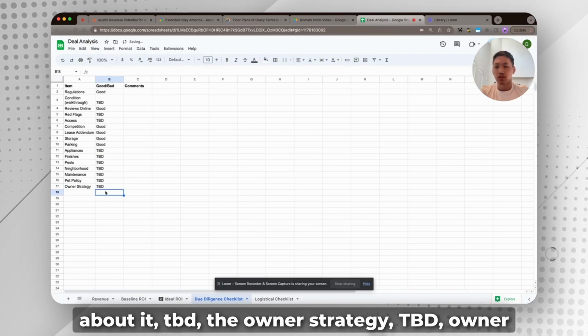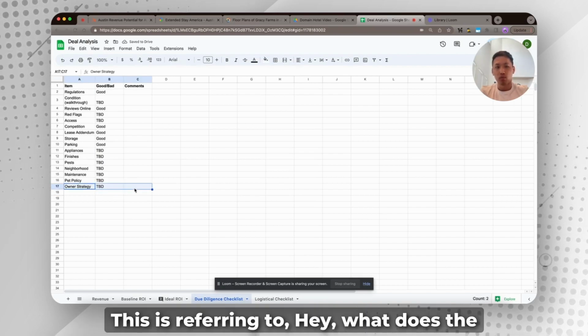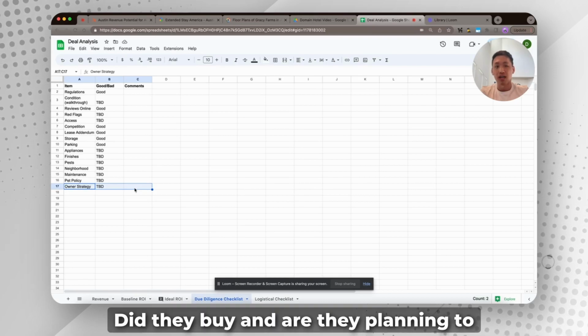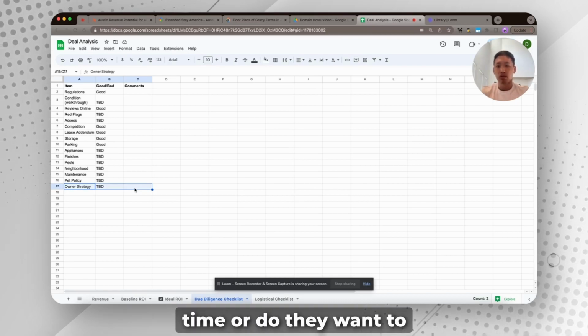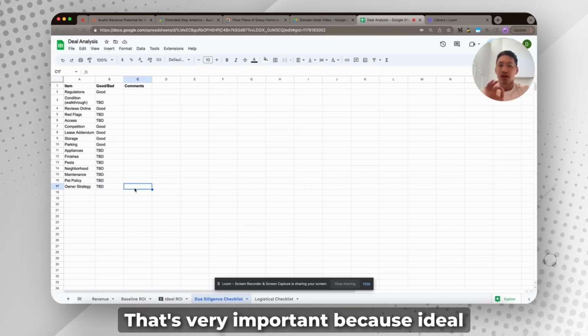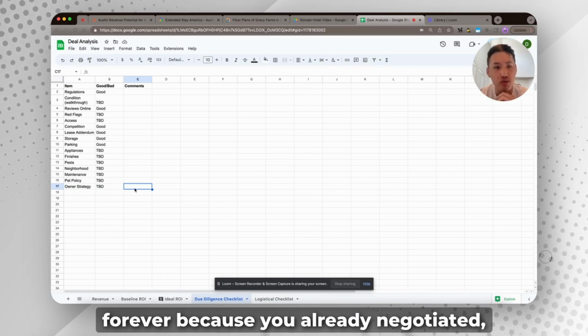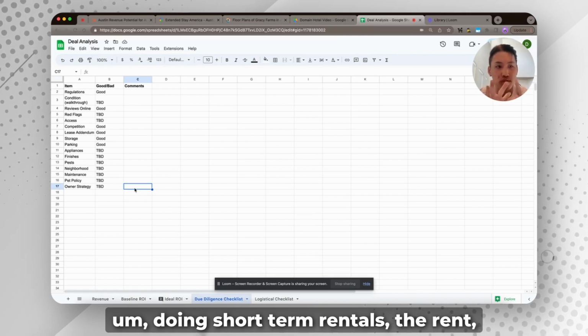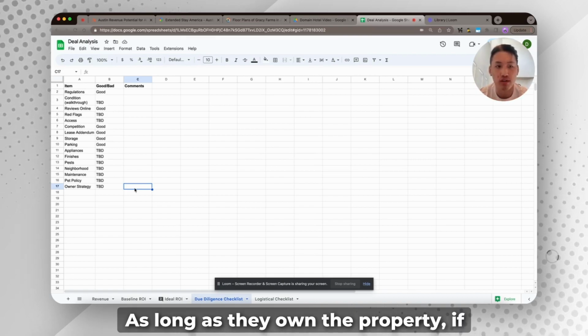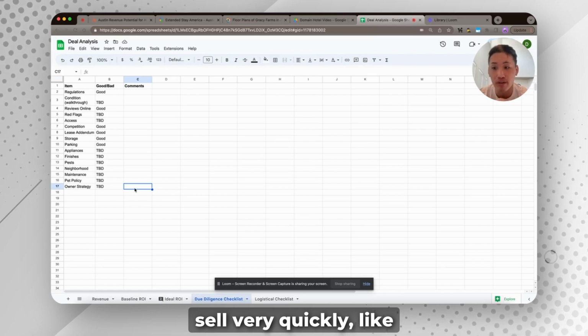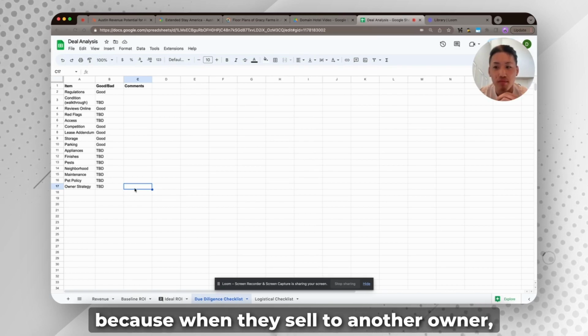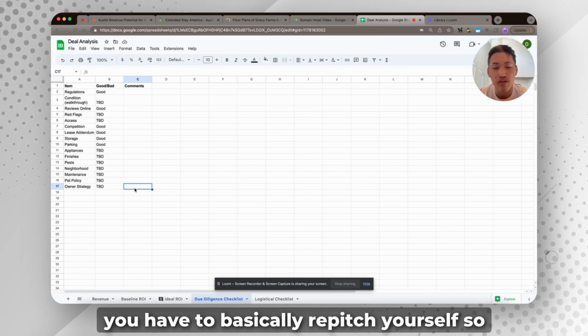Owner strategy, TBD. This is referring to what the owner wants to do with this property. Did they buy and are they planning to hold it for a long time, or do they just want to flip it and sell it to another owner? That's very important, because in the ideal scenario, an owner is looking to buy and hold forever. You already negotiated short-term rentals, the rent, etc., and you're pretty much locked in as long as they own the property. If they're looking to sell very quickly, like in a year, that might be a deal breaker, because when they sell to another owner, you have to basically repitch yourself.